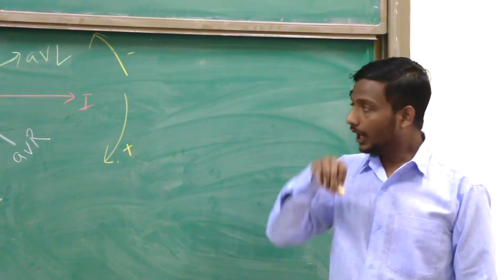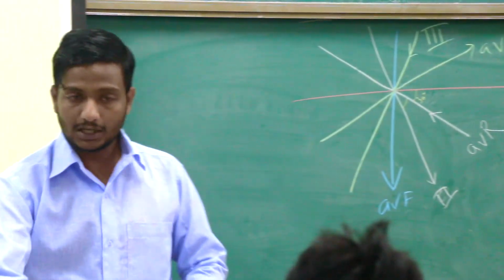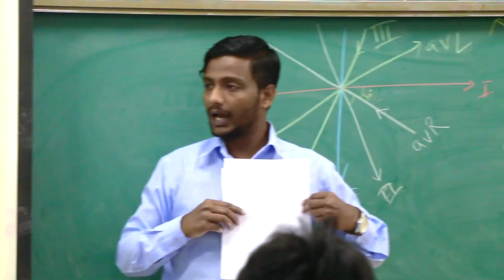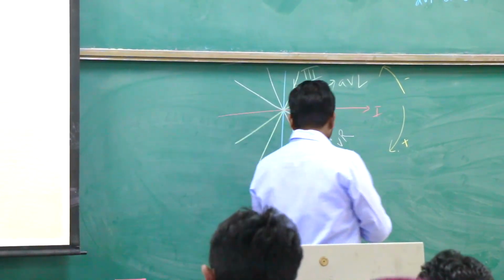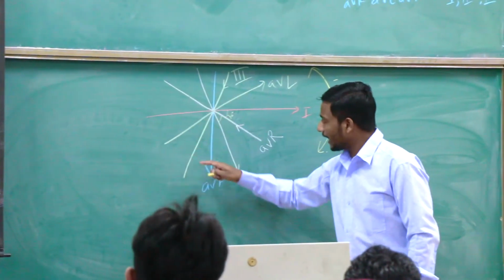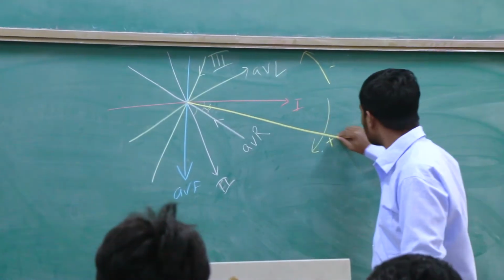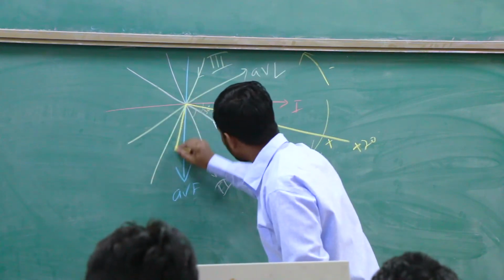Right? Now, since I have given you your hexaxial system, you can imagine that it is just like this. Here. Right? So you can imagine that I am just standing here and all these leads are going to look at my heart in this way. If I am going to show you exactly where the axis of your heart is, then your axis of the heart lies somewhere between plus 20 all the way to plus 100.